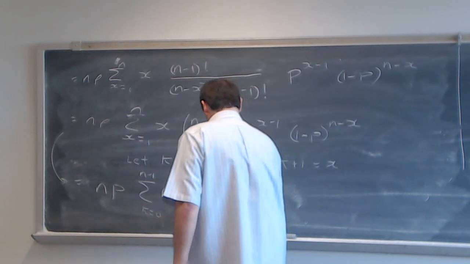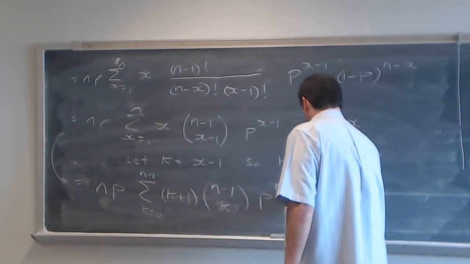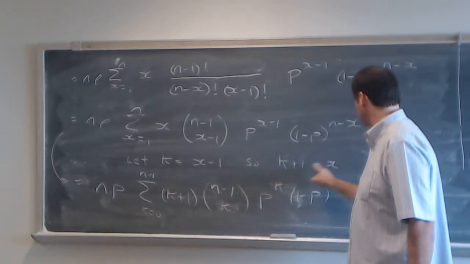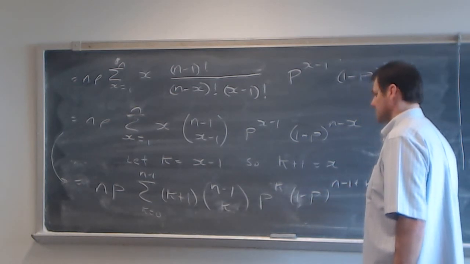And hey, this is k. Made a mistake again. And then 1 minus p to the n minus, well, x is the same thing as k minus 1. So I'll rewrite it as n minus 1 plus k. That's the same.